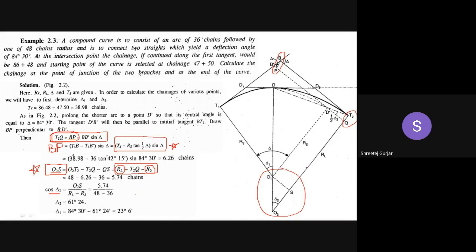Next, as I've told you, we have to look into this particular smaller triangle at the bottom, O1, O2, S. In this triangle, apply cos delta 1. Cos is base upon hypotenuse. So O2S is the base divided by the hypotenuse, which is O1O2. And O1O2 is nothing but RL minus RS, as you will know if you have attended the previous class. Here O2S we have calculated, and RL and RS, these radius lengths, we also know.